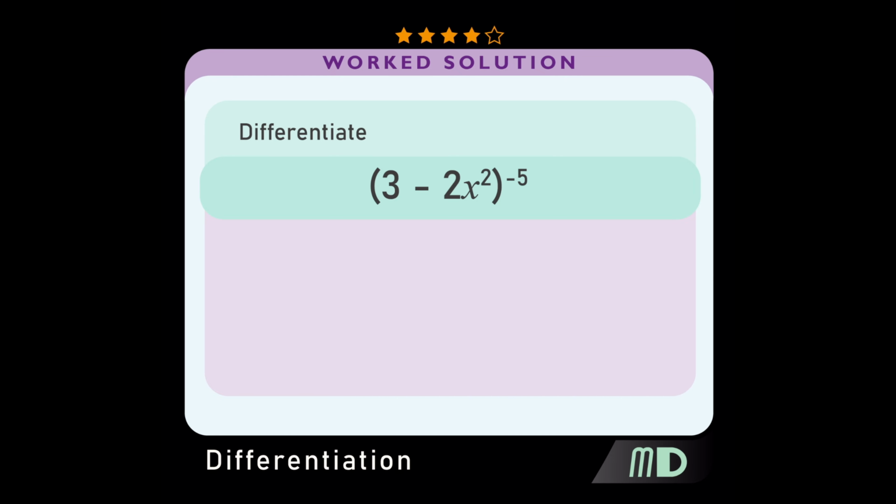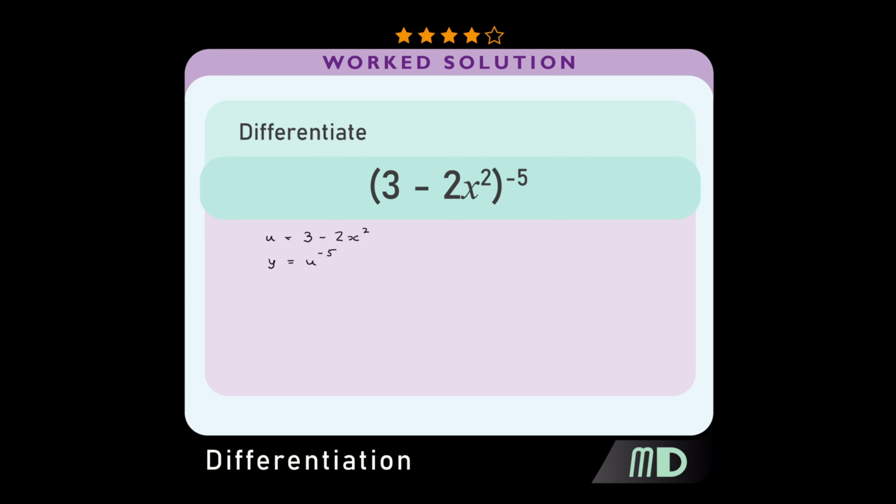To begin, we need to assign the inner function to the variable u. And so, u is equal to 3 minus 2x squared. And the outer function to the variable y. So, y is equal to u raised to the power of minus 5.